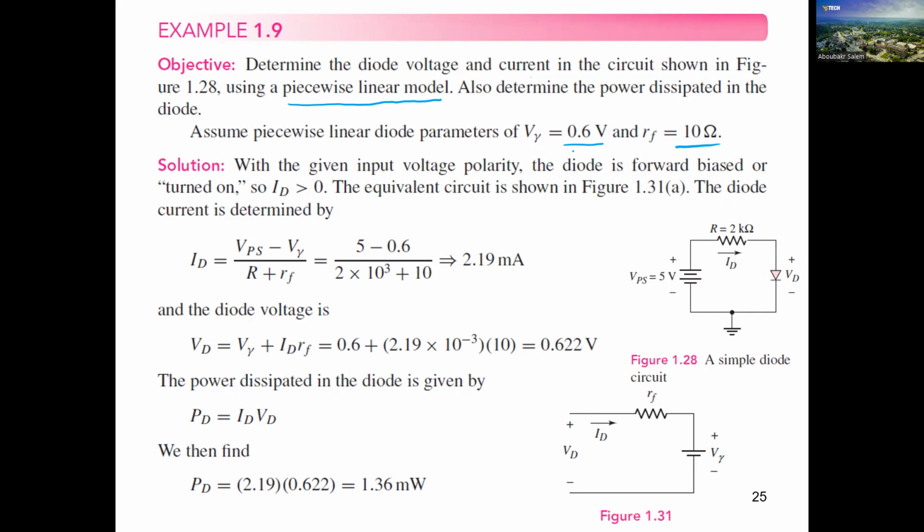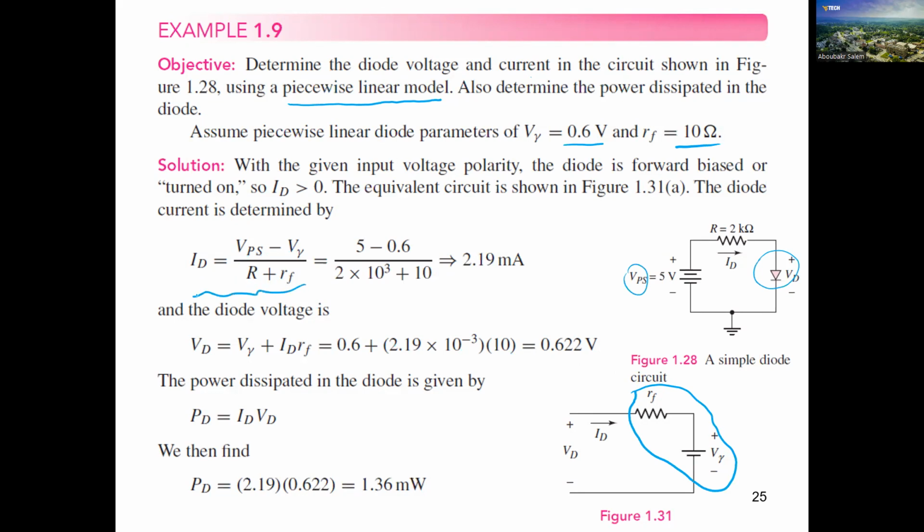What do we need here? We need to calculate the value of ID and VD. So simply, if you apply Kirchhoff's current and voltage law in this circuit, you will have the same relation: VPS equals ID times R plus the equivalent circuit of our diode. The equivalent circuit of our diode is going to be RF in series with V gamma. So we can say ID equals VPS minus V gamma divided by R plus RF.